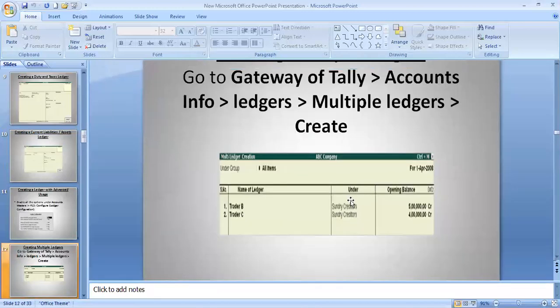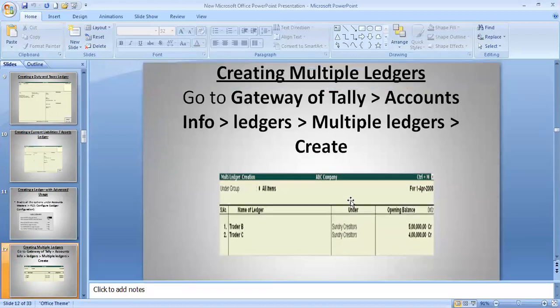And suppose the company is moving on with multiple ledgers. Okay. So again in the same way, go to the Gateway of Tally, click on the accounts information ledger, then create a multiple ledger, then create certain information. That is, multiple ledgers will be created. If you are trading with other businesses, Trade B and Trade C, you can also give that information here. Okay.